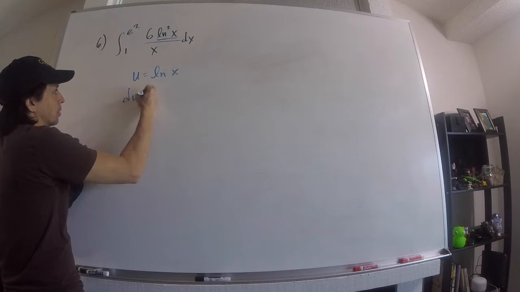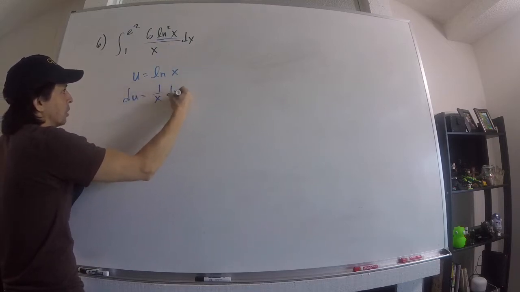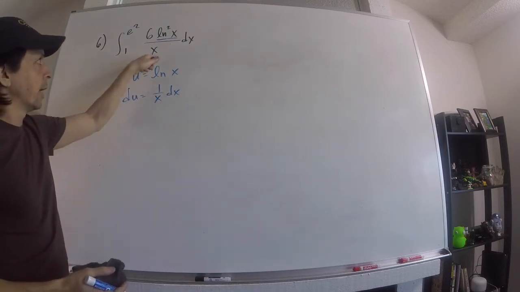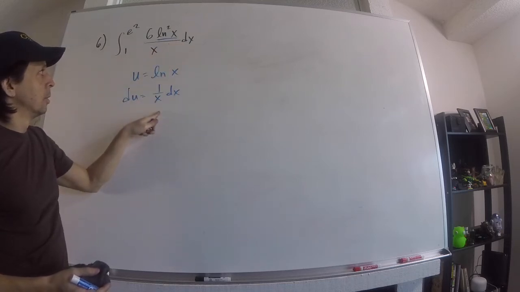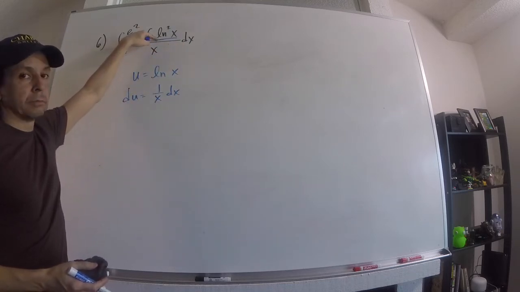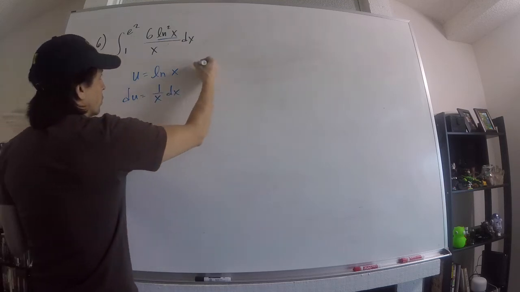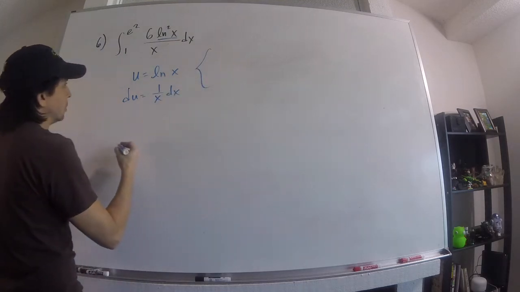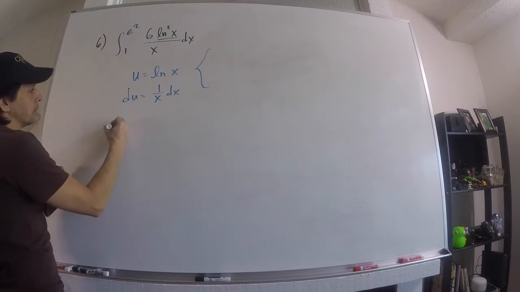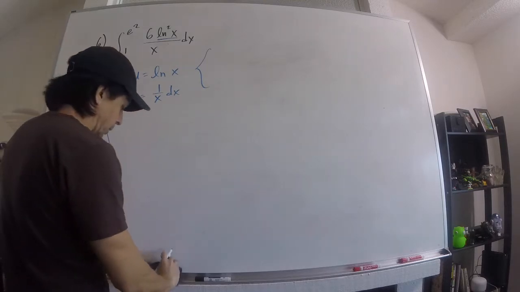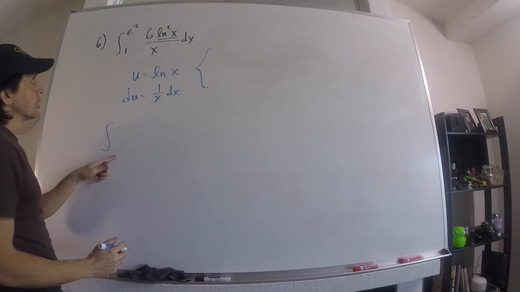Let's see. The du will be 1 over x dx. That looks good because that'll account for that x dx. That'll just be u squared. And then I got the 6, so I think I'm good. I'll change my bounds though. Well, let me make sure the pieces are going to fit together. Okay, so what I got?